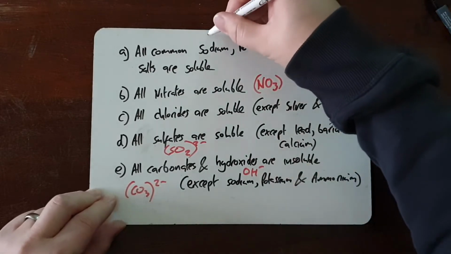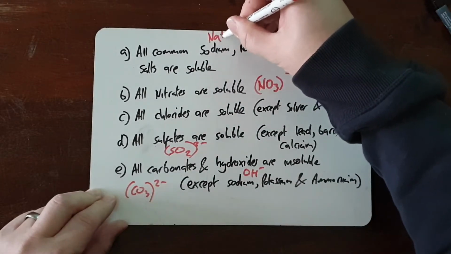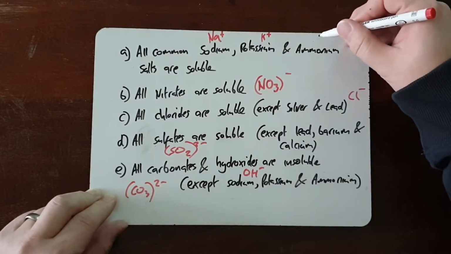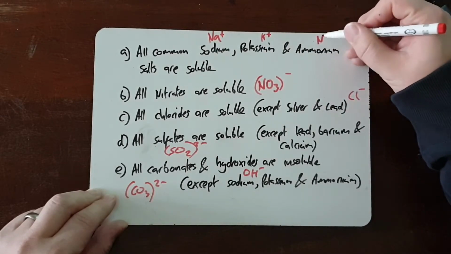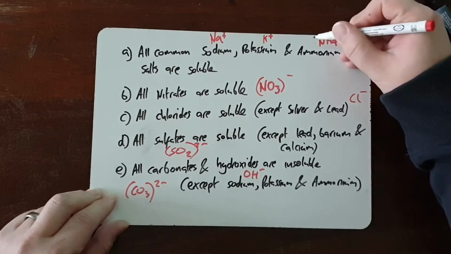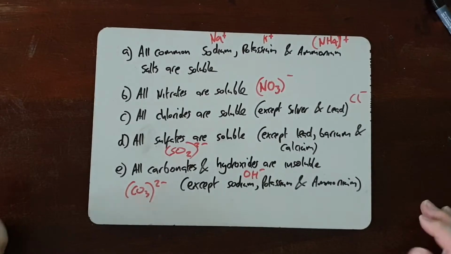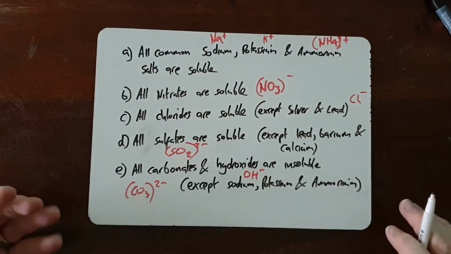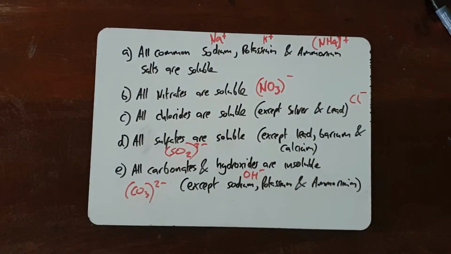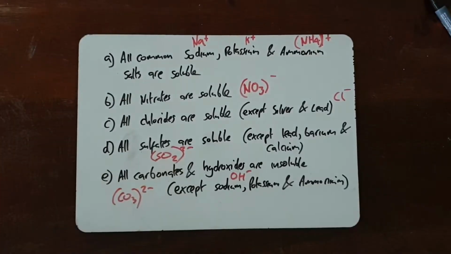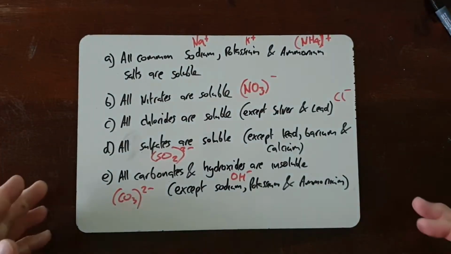So sodium, Na+, potassium, K+, and ammonium. This one's a little bit different. Ammonium is NH4+. That's supposed to be a bracket there. Right. Worth writing these rules down because we're going to be referring to them a lot. So pause the video and just jot these down. I'll give you an actual chance to pause it.